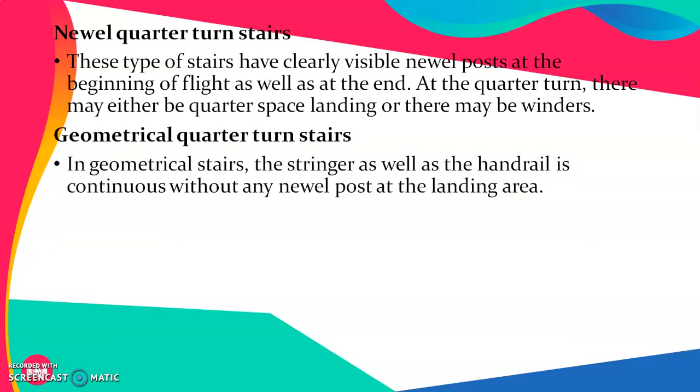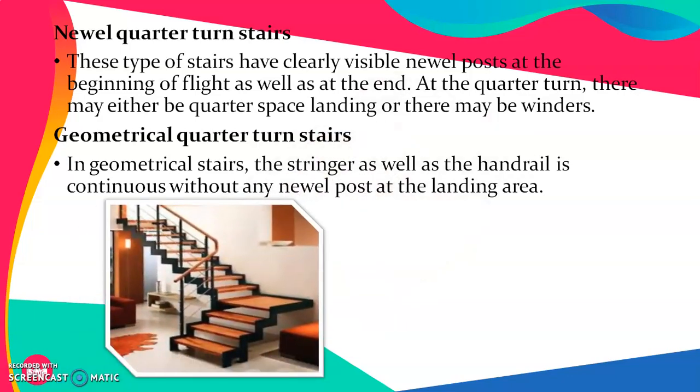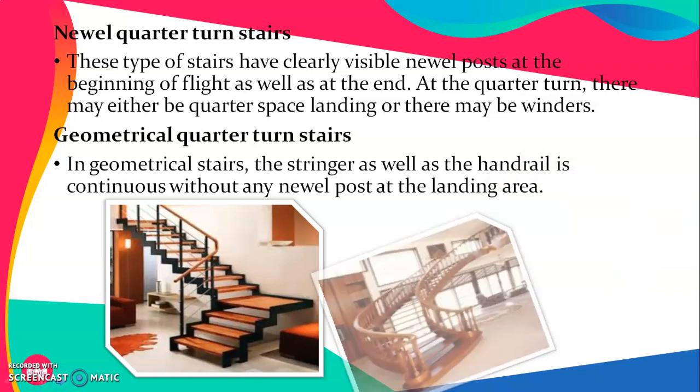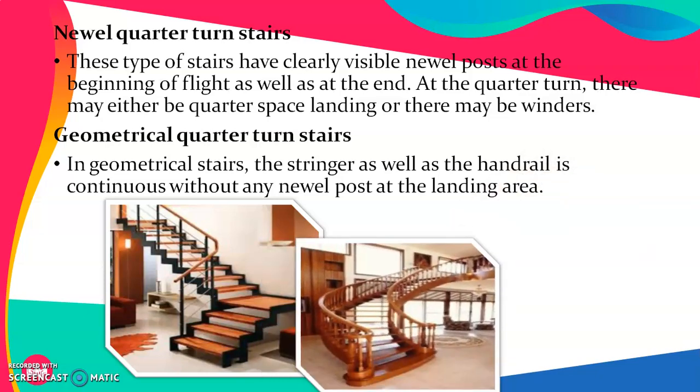In a geometrical stair, the stringers as well as the handrail are continuous, without any newel post at the landing area. So this is a figure of a newel quarter turn stair. Here you will find that newel posts have been provided at different places, while this shows the geometrical quarter turn stair without any intermediate landing, which turns and changes its direction by 90 degrees.